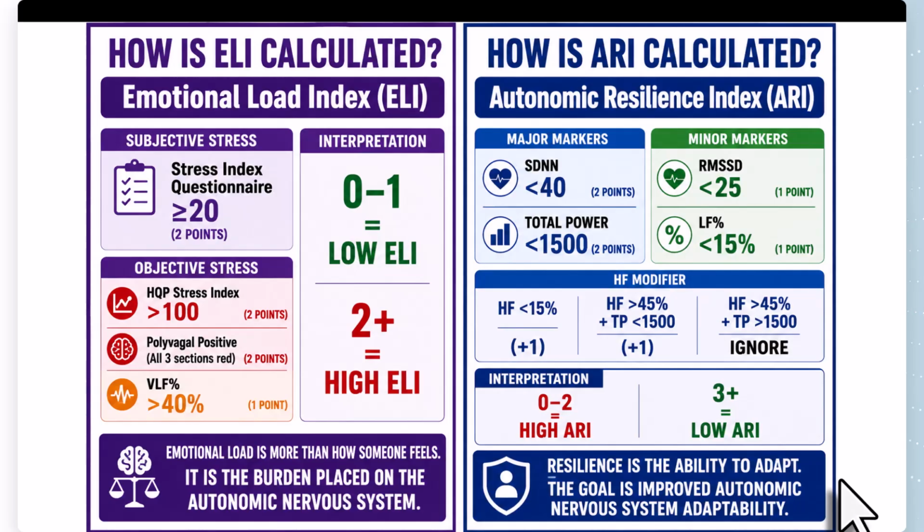So there's the interpretation. They also have below, if the HF is lower than 15%, it gets 1 point. If you have an HF, you're talking about the green pie on the HeartQuest Professional, plus a total power that's 1500 or lower, it gets 1 point. Okay, and then you add them up. And you can see in the interpretation if it's a high ARI or a low ARI. Resilience is the ability to adapt. The goal is improved autonomic nervous system adaptability. And there you have your quadrant.